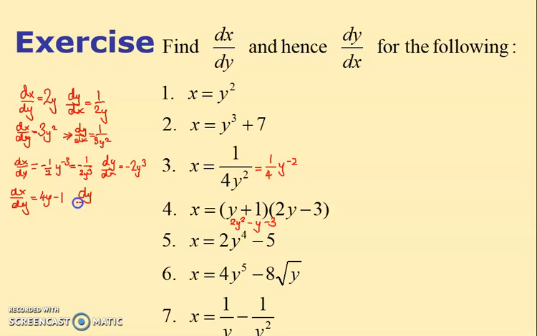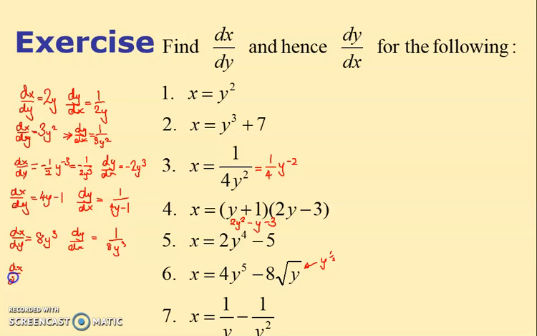And therefore, of course, dy by dx is 1 over 4y minus 1. Question 5. Over here, this looks quite straightforward. It's probably one of the easiest ones we've done. 4 comes to the front, that's 8y cubed, and the 5 disappears, so therefore dy by dx is 1 over 8y cubed. 6. Again, this really means y to the half, so just bearing that in mind.